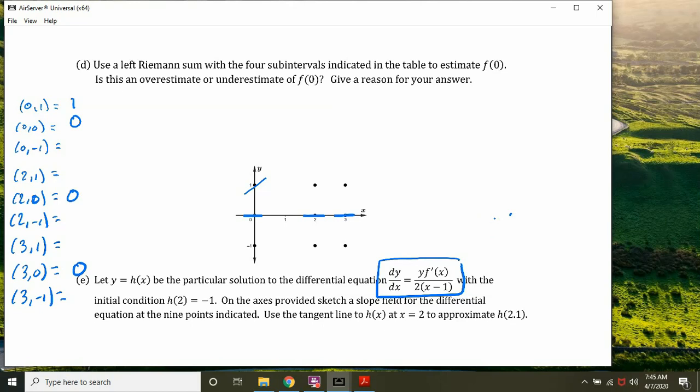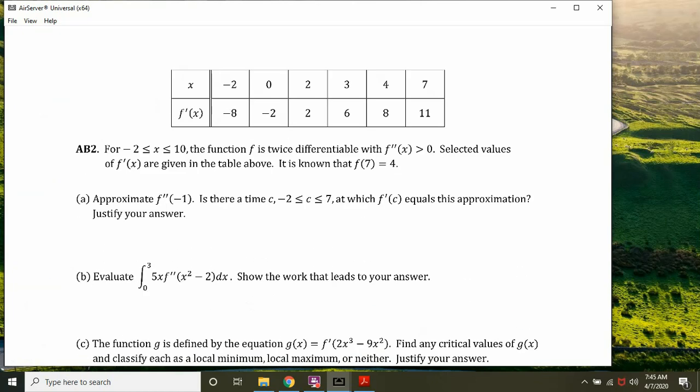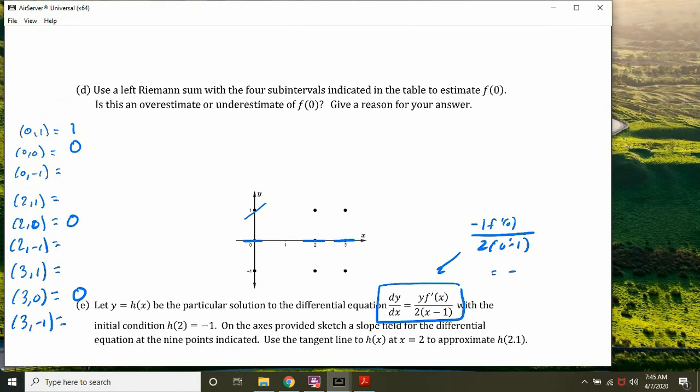Okay, (0, negative 1). Let's see. So negative 1 times f prime of 0, over 2 times 0 minus 1. F prime of 0, again, was negative 2, so we get positive 2 over negative 2, which is negative 1. All right, moving on.